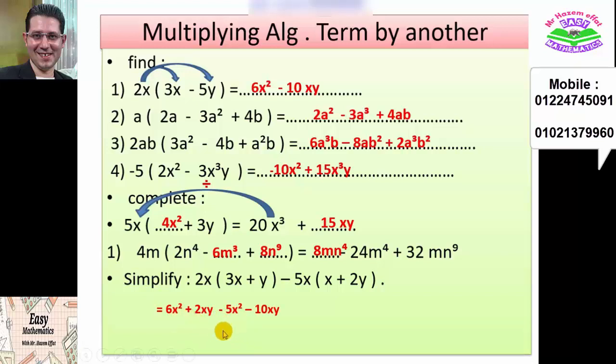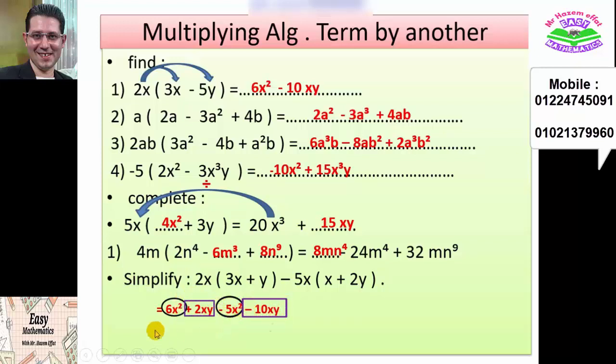Do you remember that? From the previous lesson we have studied before in adding and subtracting algebraic expressions. How to find the like terms here? Okay, by making the same sign above each like terms. We have here 6x power 2 like with negative 5x power 2. So we must make the same sign above each one. And positive 2xy here like with negative 10xy. So we must do the same sign above each one.